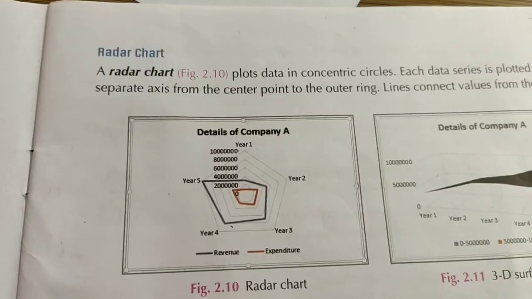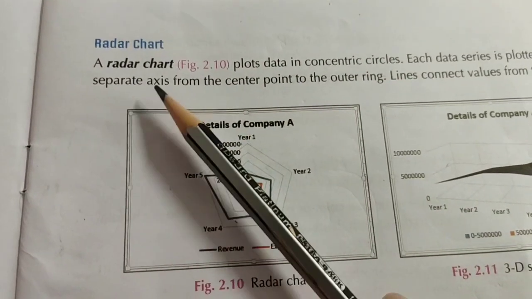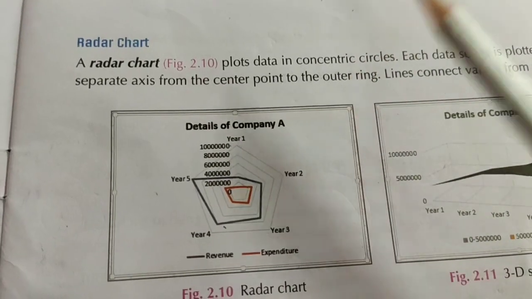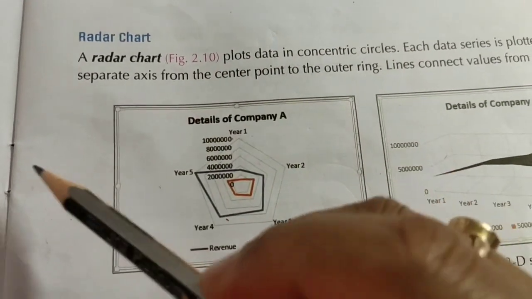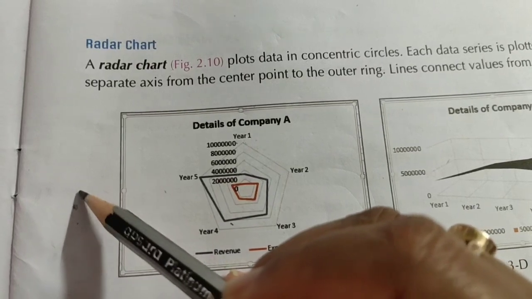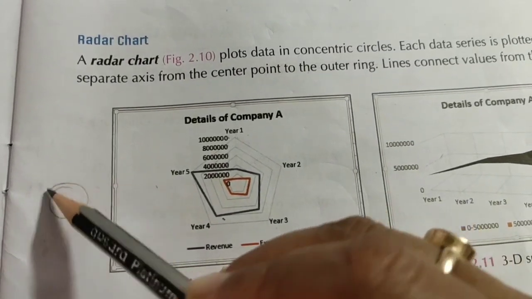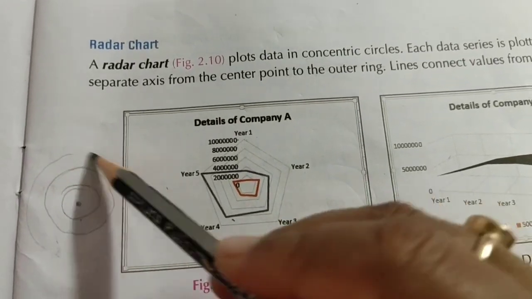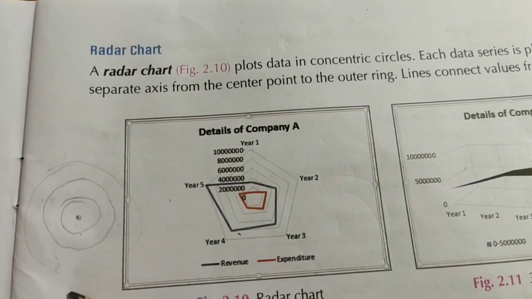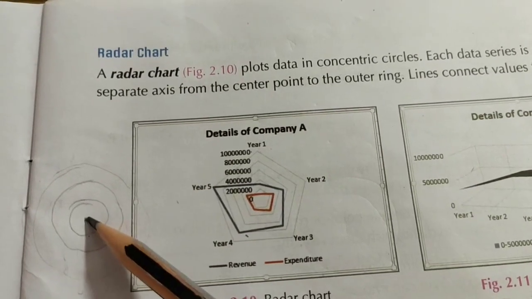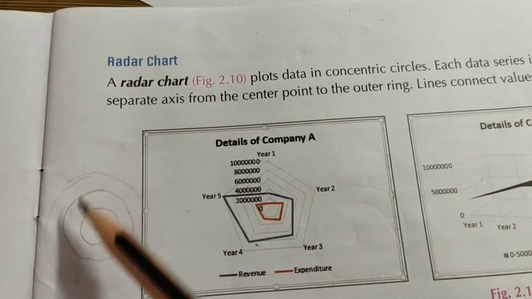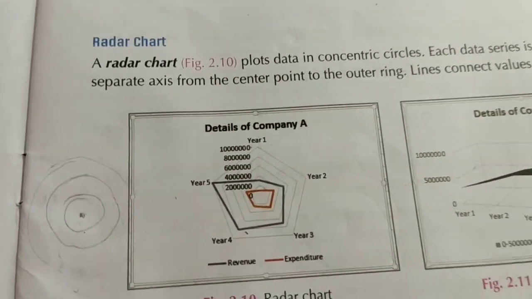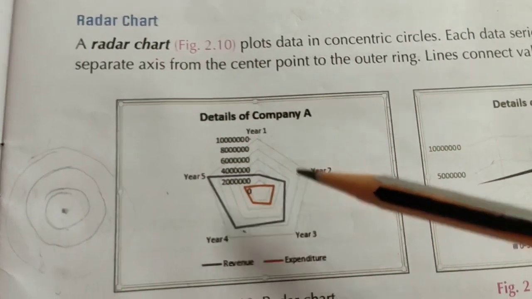Now this is a radar chart. This radar chart plots data in concentric circles. Concentric circles means that with a common point, two or more circles are drawn one over another. This one we call concentric circles. And here this is a radar chart.